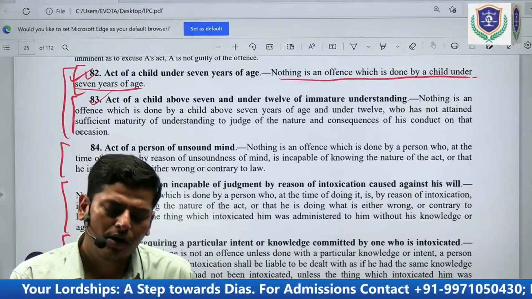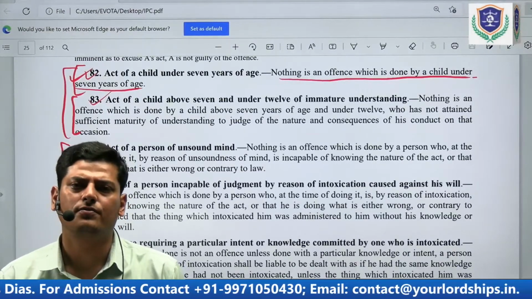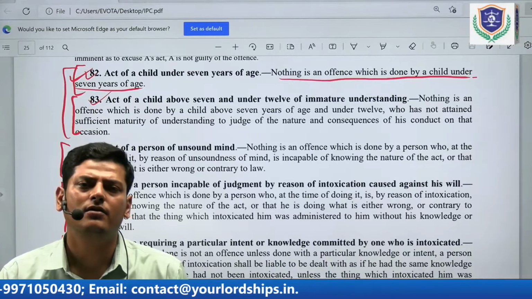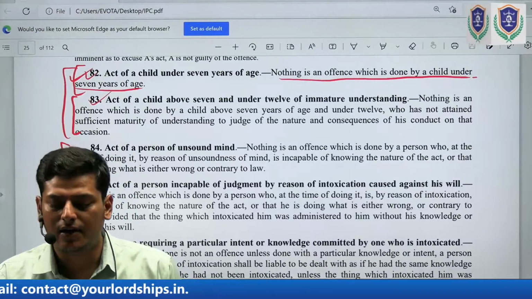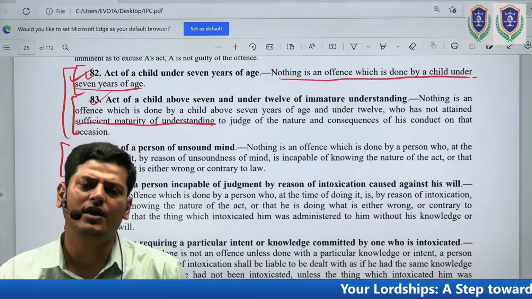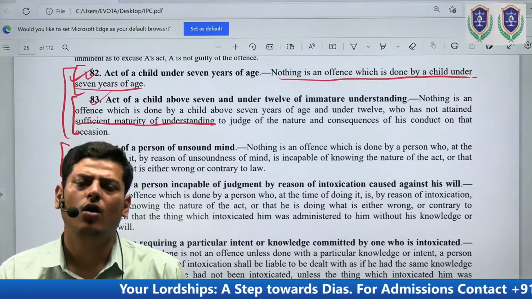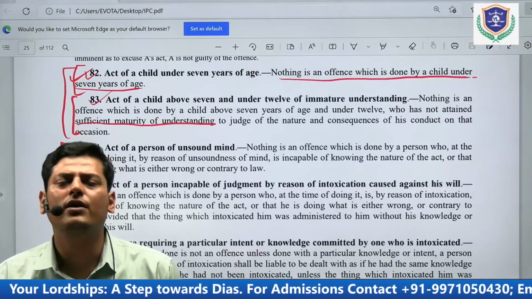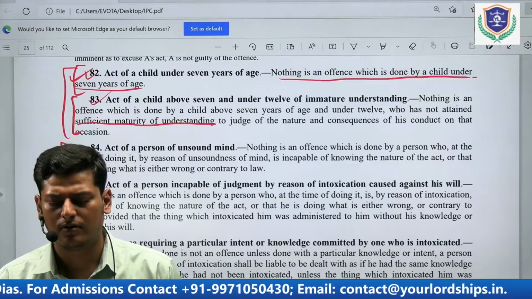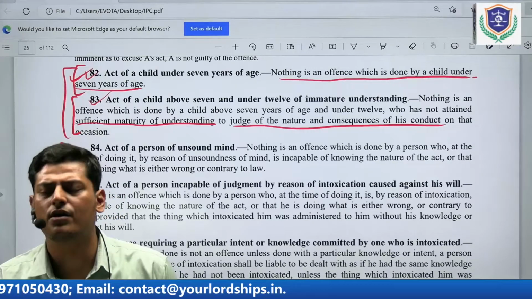Qualified immunity, however, is given to those children who are above 7 years but below 12 years of age. Meaning thereby, they can also claim protection under general exception, provided they did not have sufficient maturity of understanding. That is, if someone is below 7 years, then absolutely he cannot be held liable, but if above 7 years and below 12 years, then qualified immunity is given, and there sufficient maturity of understanding will be seen. Sufficient maturity of understanding in order to judge the nature and consequences of his conduct.